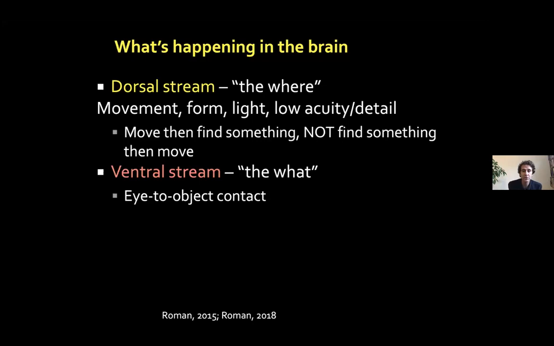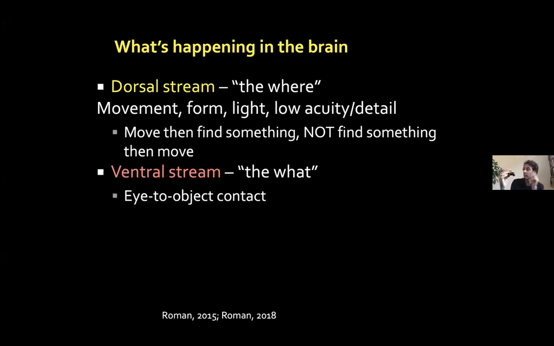It tells you what you're looking at, roughly where it is, and then gives you information about what you're looking at. You know that you're using your ventral stream when you're making what's called eye to object contact. Eye to object contact is direct visual fixation, looking right at something. So I've got this little toy truck, this little yellow toy truck.